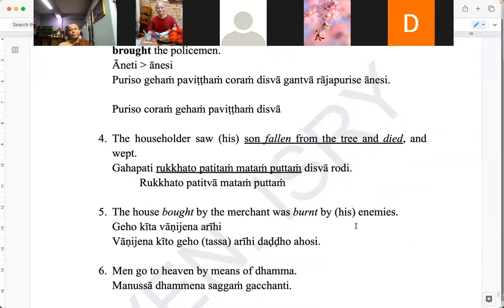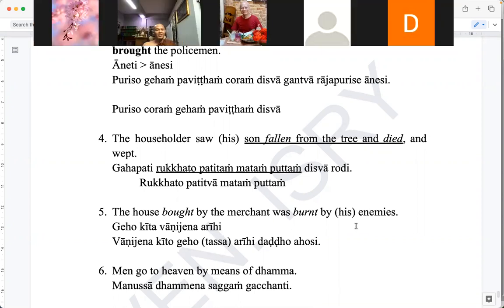Thank you, Bante. And Bante, may I ask, if I look up the dictionary, geha can be masculine or neuter. But it's usually found in the neuter form, right? Right. So neuter is very common. But now we are just learning masculine. That is how we use the masculine form. Oh, I see. Okay. Thank you, Bante.